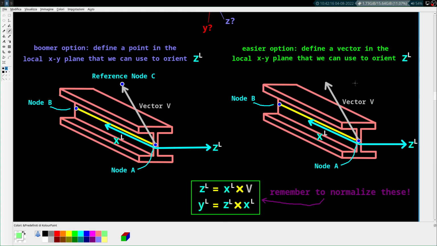So we're just going to find a vector, and this is easier because a lot of the time, this is already going to be in an axis. There's always going to be an axis in this direction.